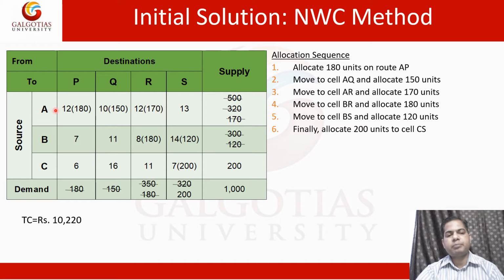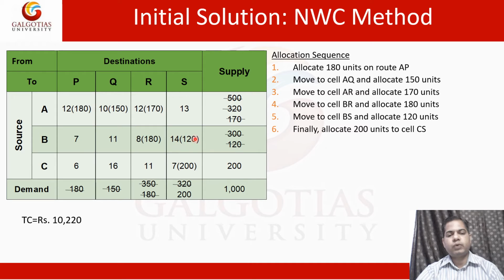At this time, the supply of A is over, but the demand of R remains 180. Now we go to the next row, this portion. In this portion, the supply of B is 300 units, but the demand of R remains 180 units. So we give 180 units as the maximum possible units. After giving 180 units to R, the demand of R is over, but the supply of B remains 120.